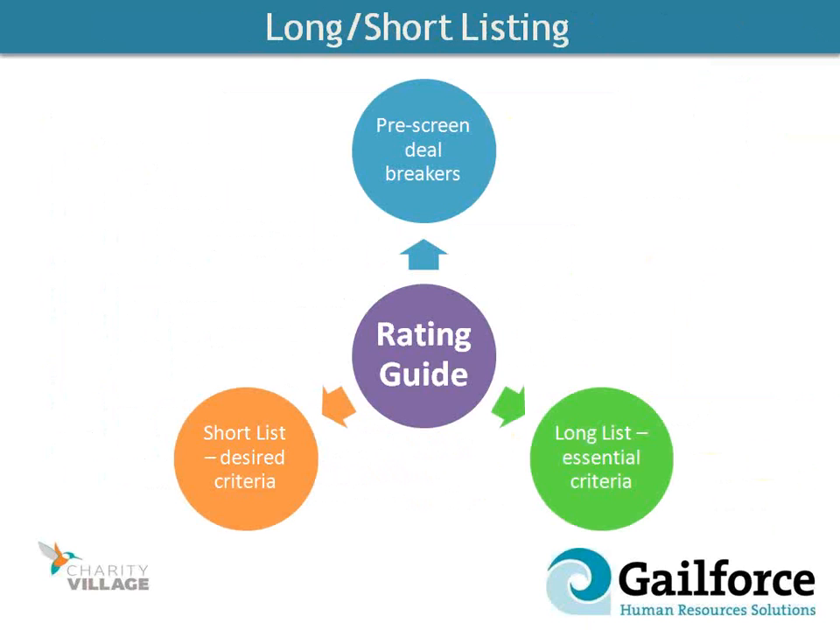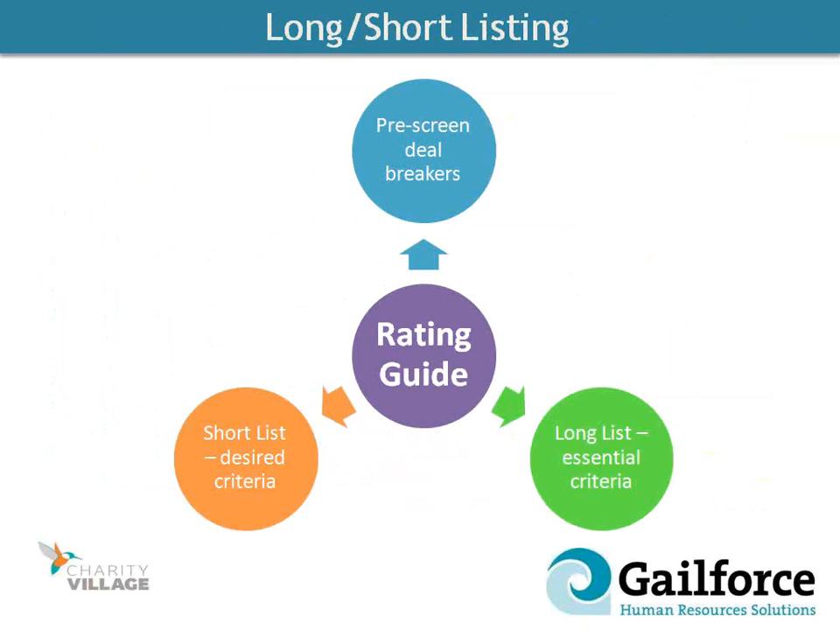Next on your rating grid will be your long list items. Now, these are the criteria that are minimum job requirements. Anything required by contract, base education or training for the job, base skills, your minimum knowledge, skills, and abilities or competencies for the job. And this will be listed on your rating guide and then added to the essential criteria section of your long list short list grid. Next on the grid is going to be your short list items or your desired criteria. And this will be listed on your rating guide and added to your long list short list grid for documenting your selection process as well.